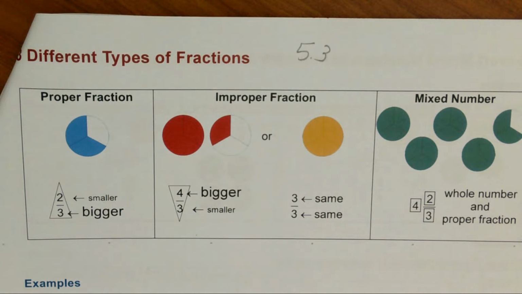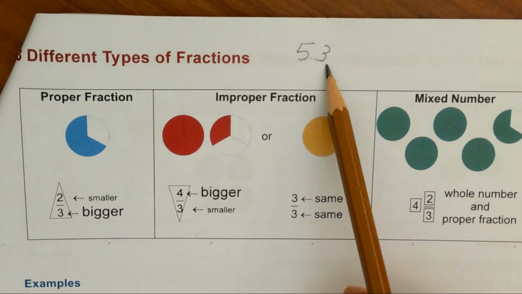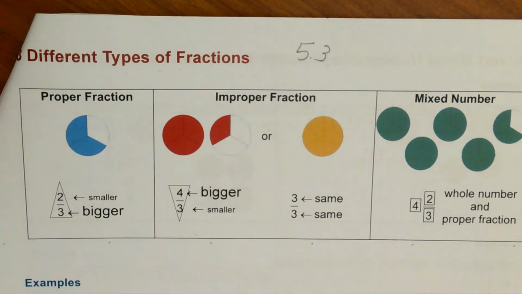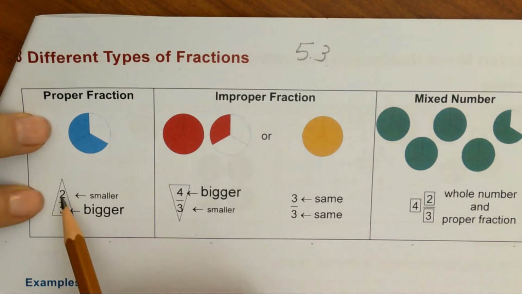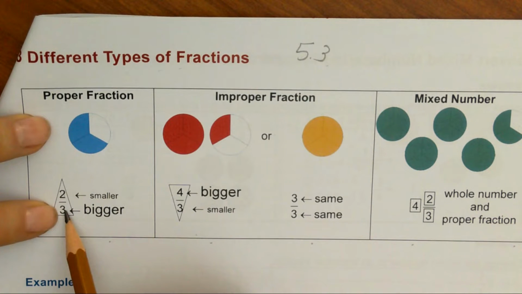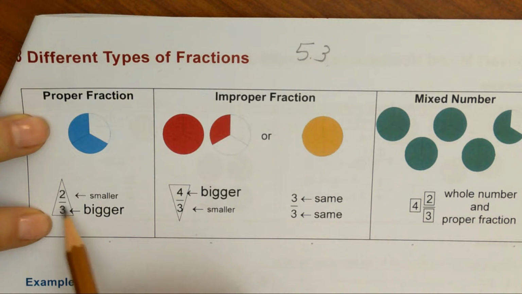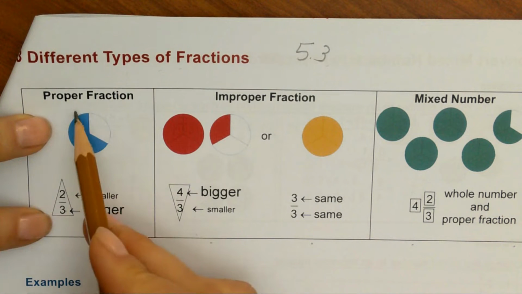Okay, so we're still doing 5.3, and we're doing the different types of fractions and the vocabulary for it. If I have a fraction that has a small number on the bottom and a bigger number on the top, so it's like a mountain, jebel. It's smaller here and bigger here. We call it a proper fraction.